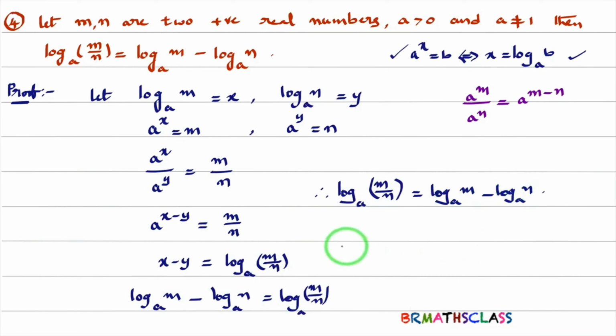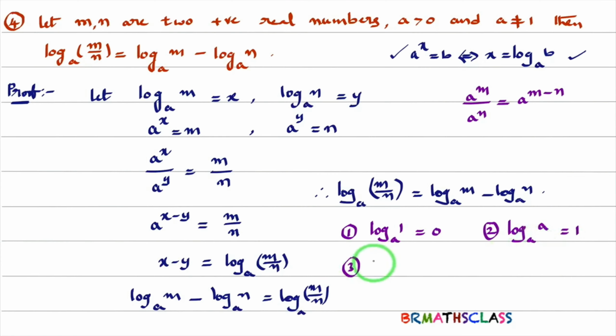Now, I quickly recall all the four properties that we learned in this class. First property, log 1 base a. What is the value of log 1 base a? It is 0. Here you need to remember one thing: this a is a positive real number and a cannot be equal to 1. Similarly, second property, log a base a. What is the value of log a base a? It is 1. You need to remember that here a is a positive real number and a is not equal to 1.